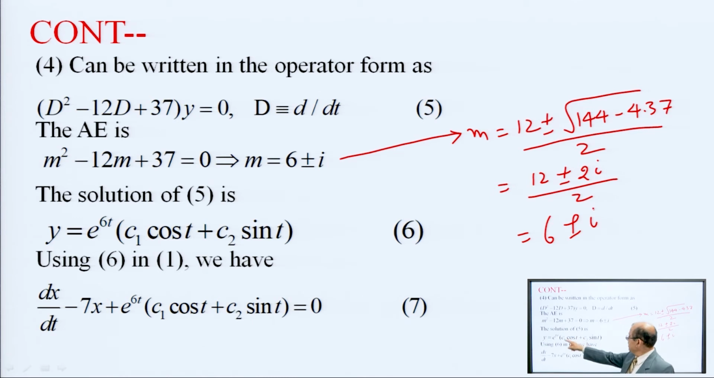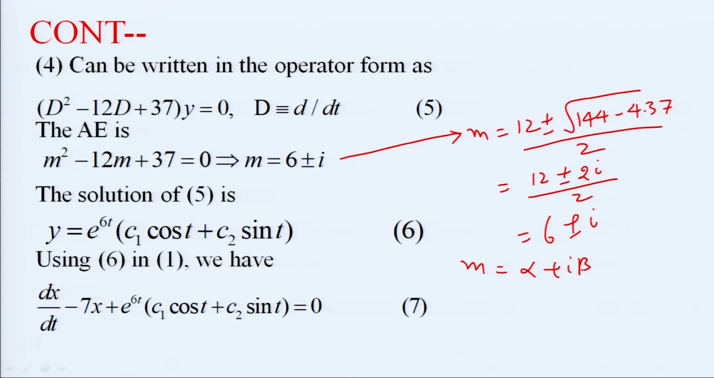The solution of 5 is y equals e raised to power 6t. Here m is alpha plus i beta. The solution is y is equal to e raised to power alpha t times c1 cos beta t plus c2 sin beta t. Alpha is 6, beta is 1, means y equals e raised to power 6t times c1 cos t plus c2 sin t.